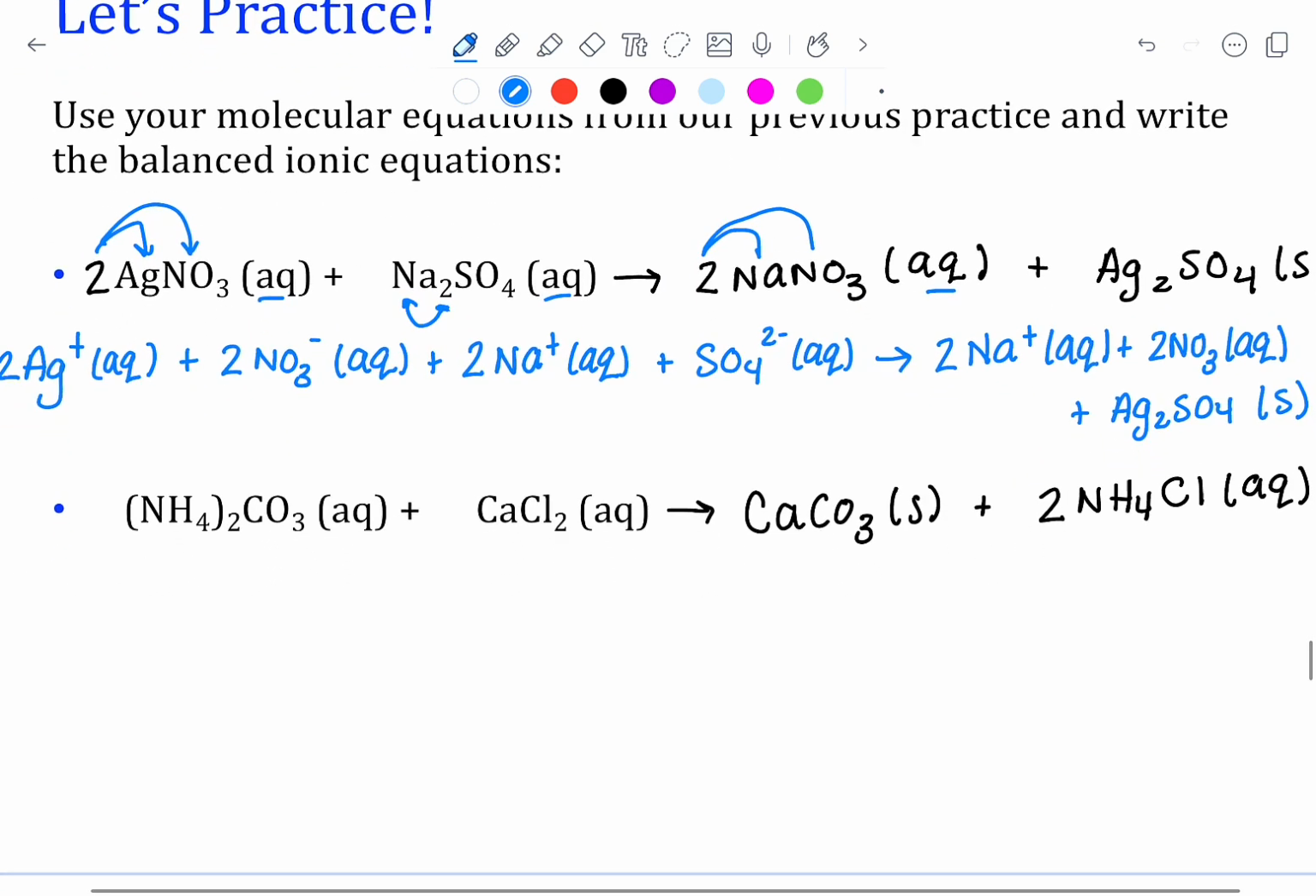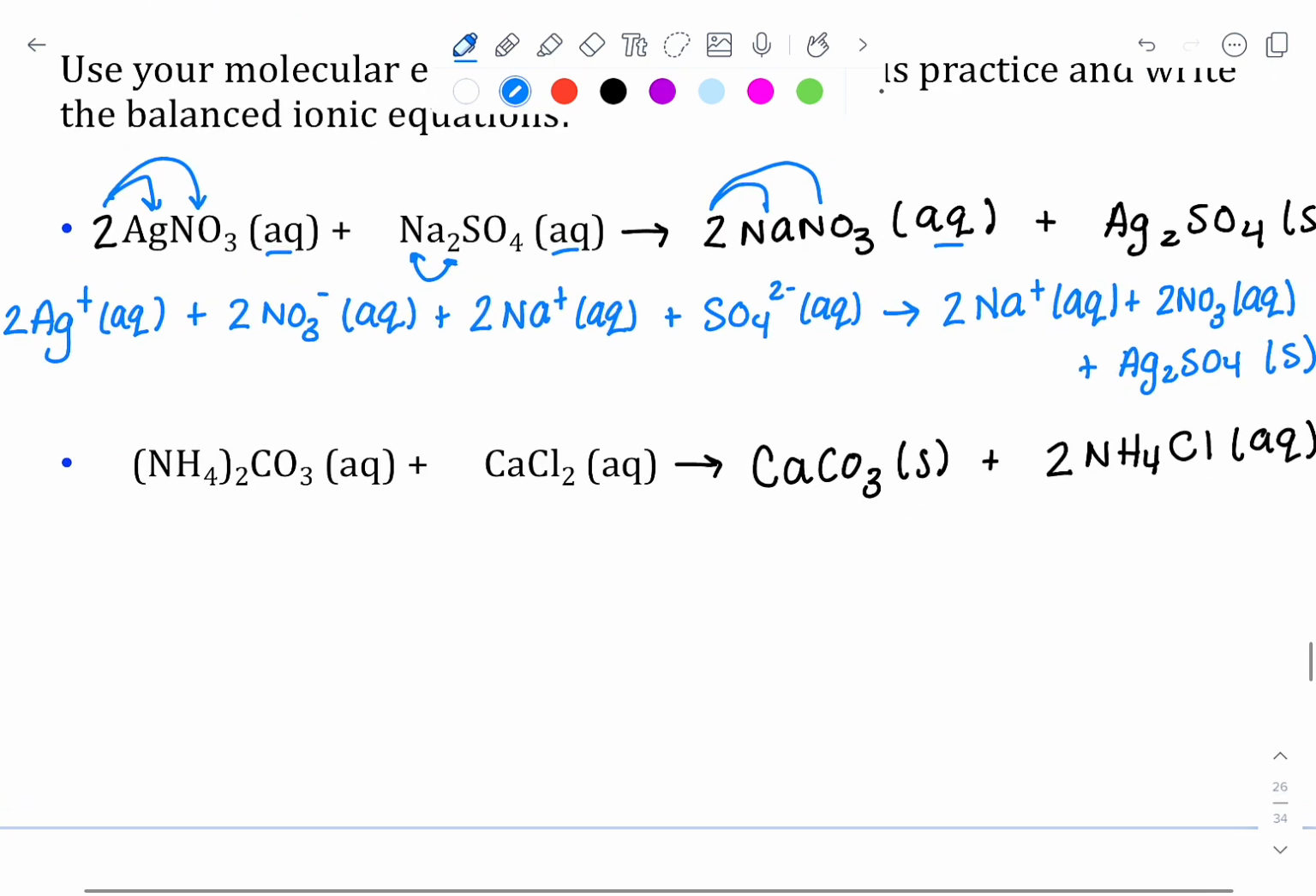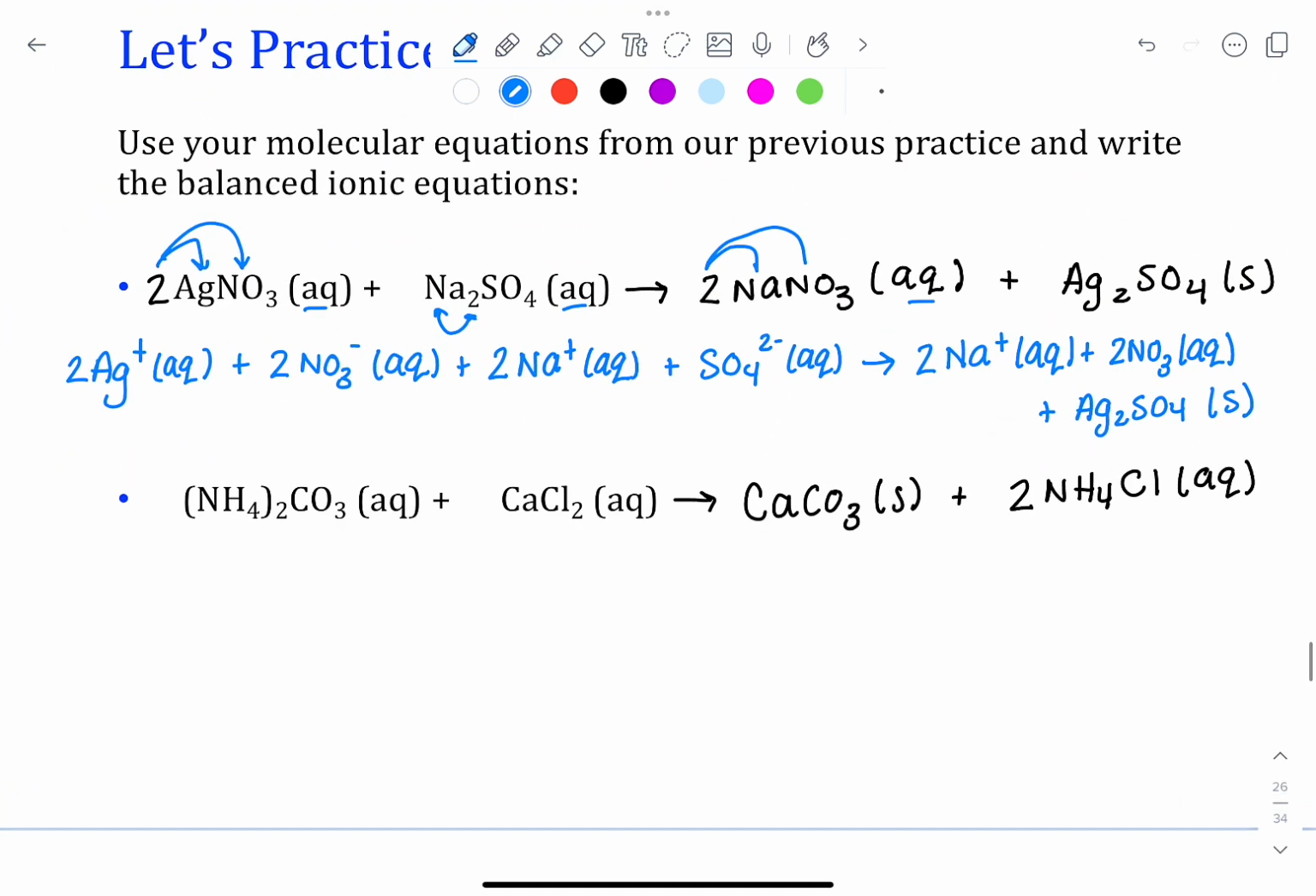Now what I want you to do is try writing the ionic equation for our last example here. Everything with an AQ should be written as its ions. If it's a solid, it stays together. So take a second, pause your video, and write out the ionic equation for this last example.